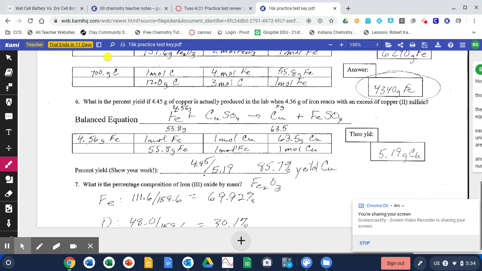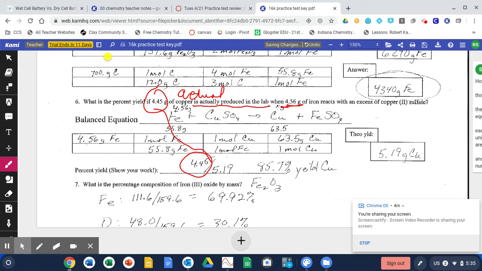And then number 6 is a percent yield problem. So you are given 4.56 grams of iron, and you're told that 4.45 is actually produced in the lab. So this makes this an actual yield. So that's where you see that used down here a little later on. So that's why we start with the 4.56 grams of iron.